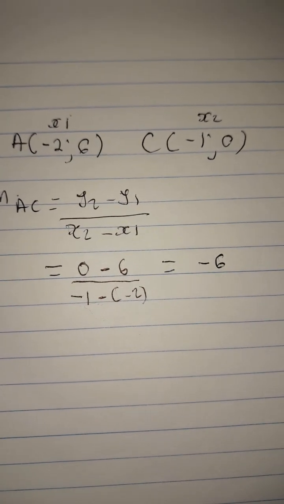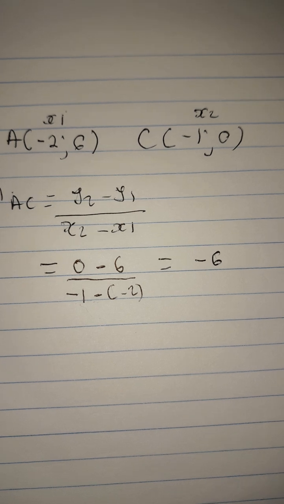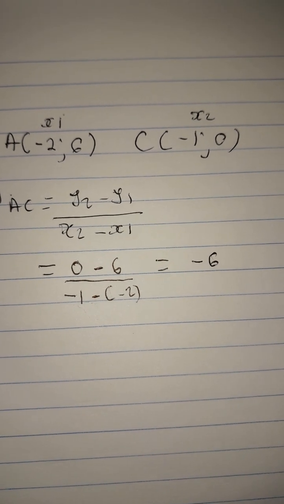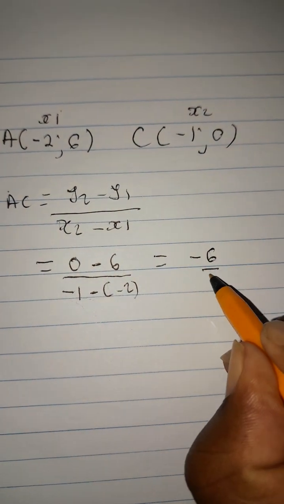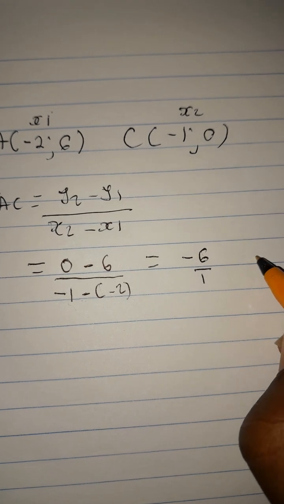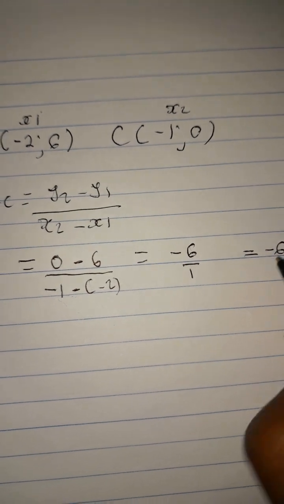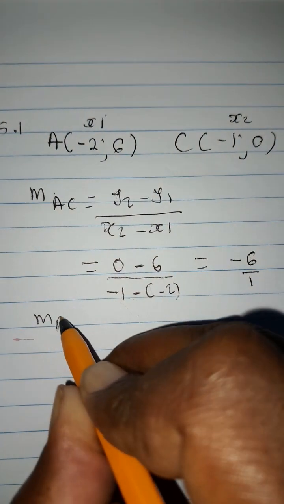So what is -1 plus 2? It's the same as saying 2 minus 1, which is 1. So you're going to plug in 1 here. So -1 divided by 6, that will be -6. So we have our gradient AC as what?